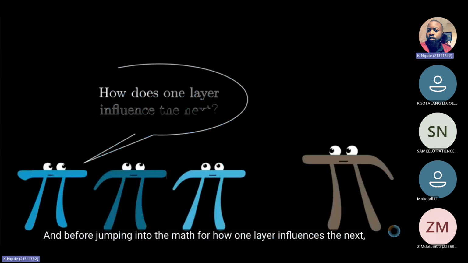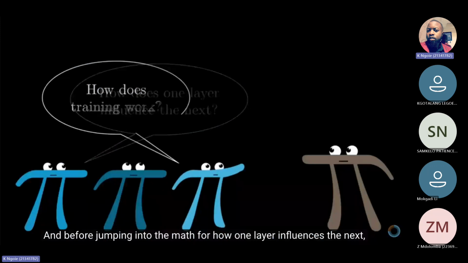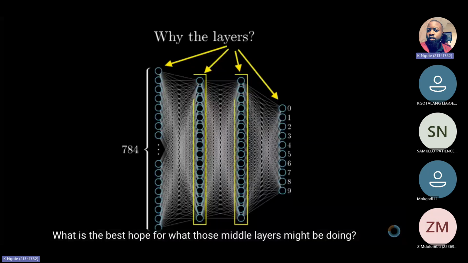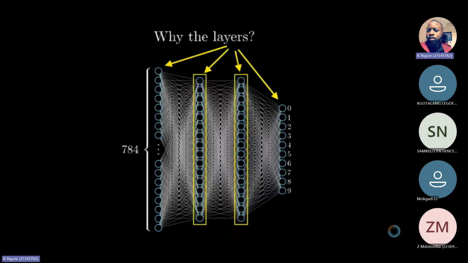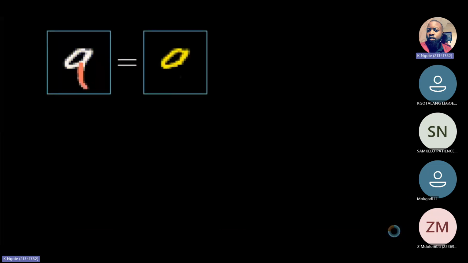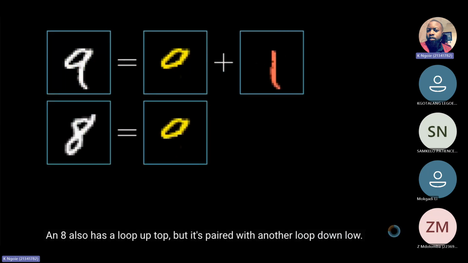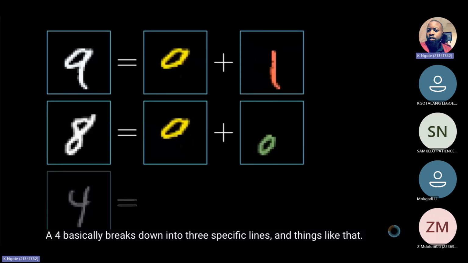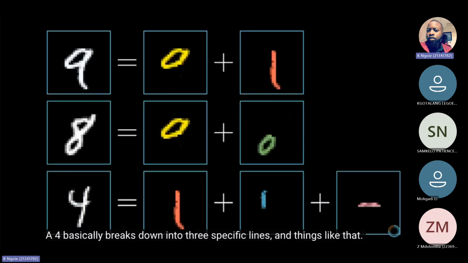And before jumping into the math for how one layer influences the next, or how training works, let's just talk about why it's even reasonable to expect a layered structure like this to behave intelligently. What are we expecting here? What is the best hope for what those middle layers might be doing? Well, when you or I recognize digits, we piece together various components. A 9 has a loop up top and a line on the right. An 8 also has a loop up top, but it's paired with another loop down low. A 4 basically breaks down into 3 specific lines and things like that.